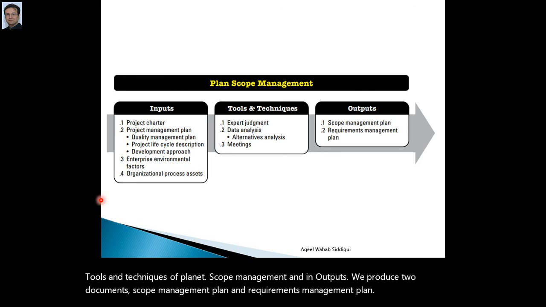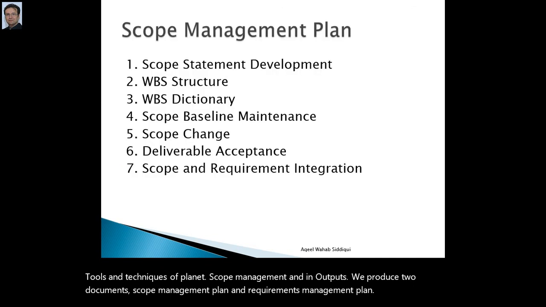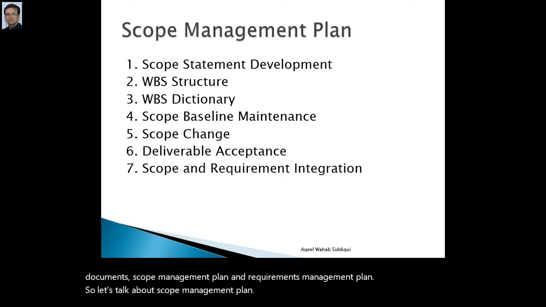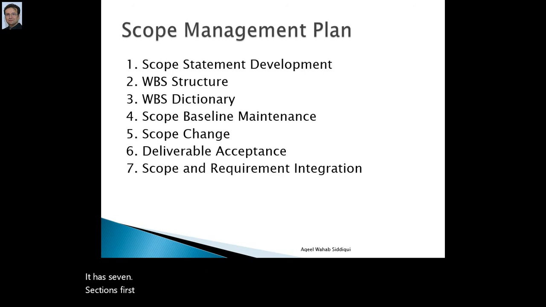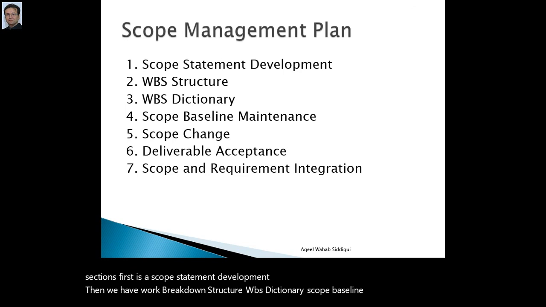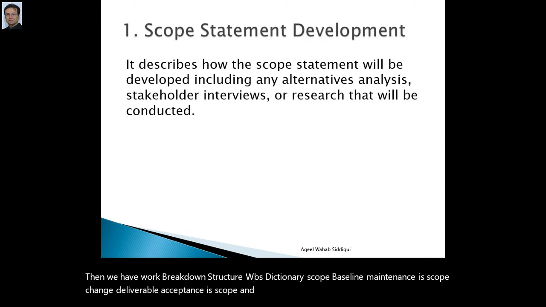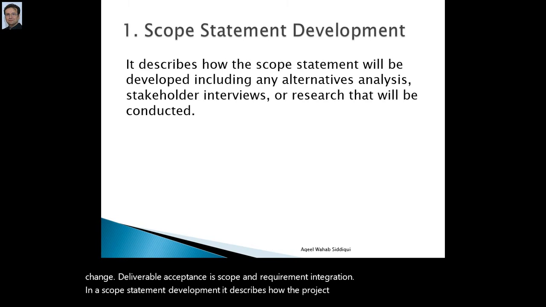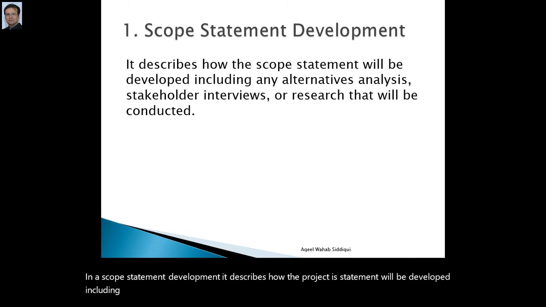So let's talk about the scope management plan. It has 7 sections. First is scope statement development. Then we have work breakdown structure, WBS dictionary, scope baseline maintenance, scope change, deliverable acceptance, and scope and requirement integration. Scope statement development describes how the project scope statement will be developed, including any alternative analysis, stakeholder interviews, or research that will be conducted.